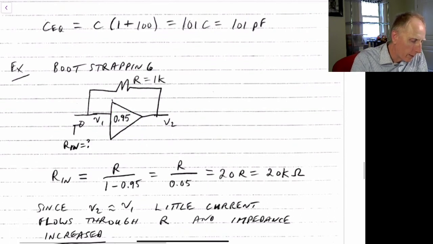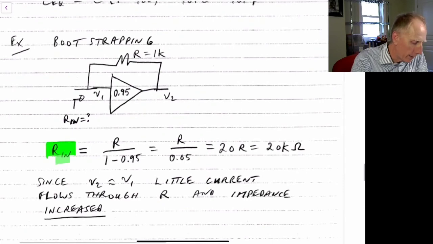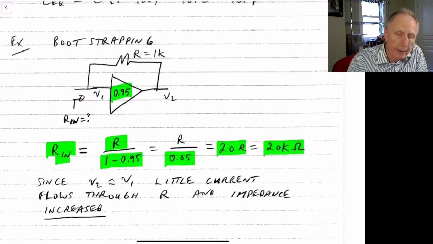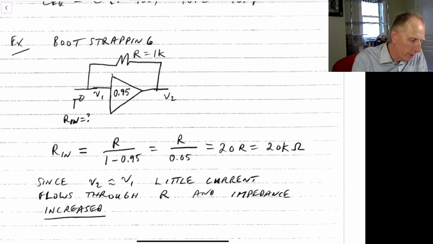So if we go through the math a little bit here, we'll see that the input impedance here is equal to R divided by 1 minus K. K is equal to 0.95 in this case, so it's a value very close to 1. So it's R divided by 0.05, which works out to be 20 times R, so it'll actually be 20 kilo ohms. So in this case, the input impedance looking into this circuit, Rin, is approximately 20 kilo ohms, so it's 20 times the value of our 1K resistor over here.